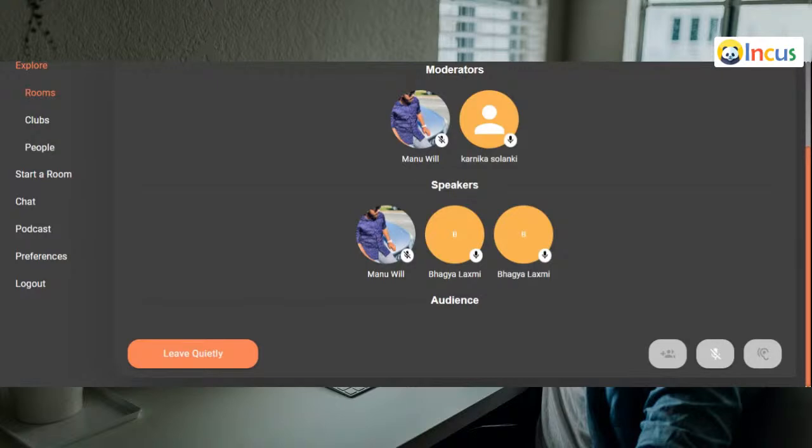Then number two is fluid loss. So fluid loss occurs in burns, vomiting, diarrhea, excess sweating, and polyuria, which means an increase in urine formation. In all these conditions, we can find hypovolemia.